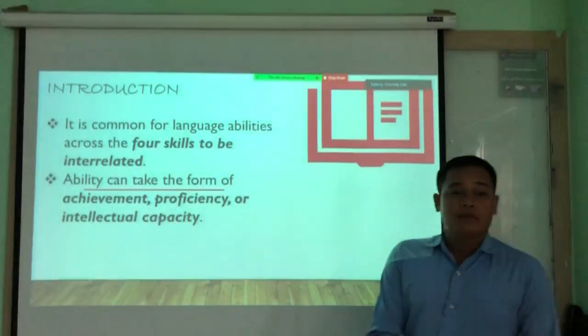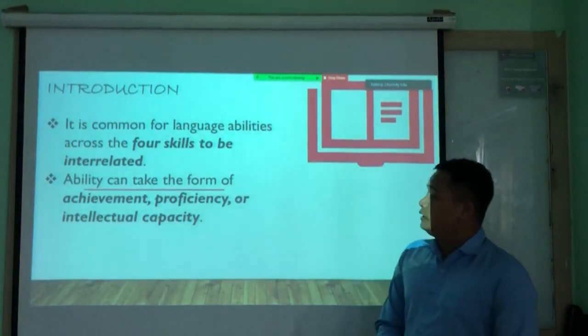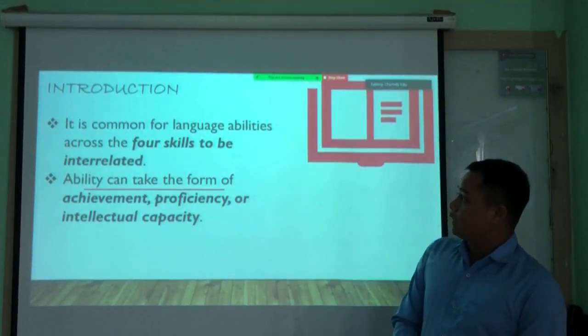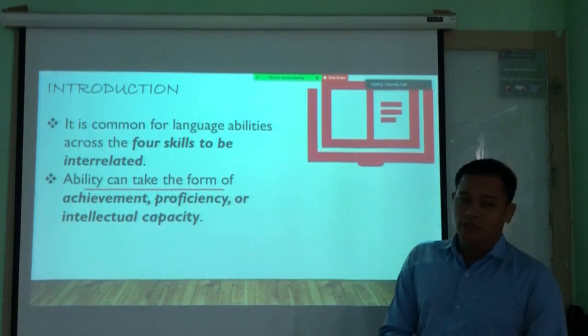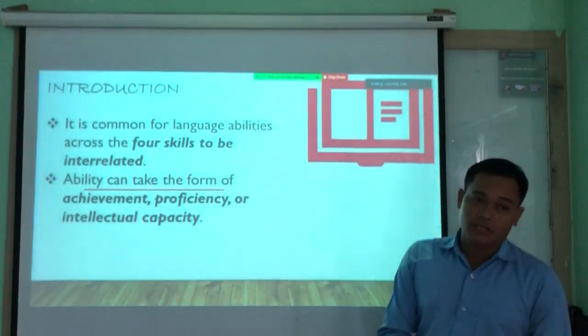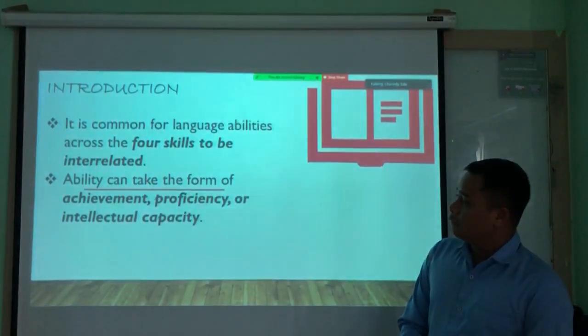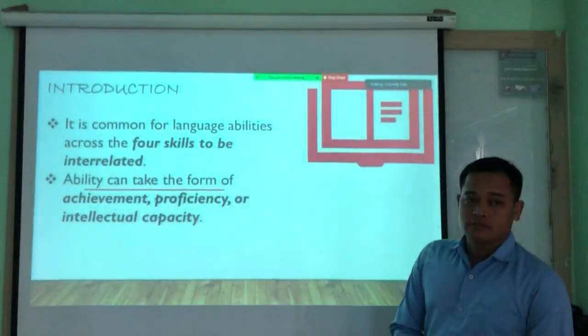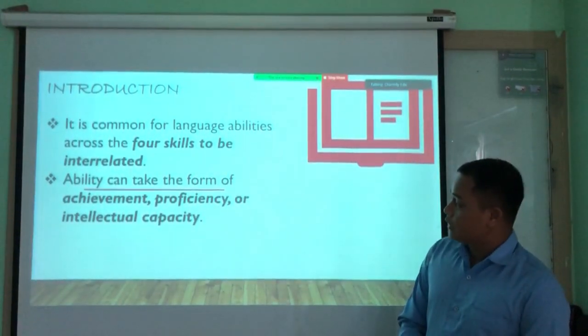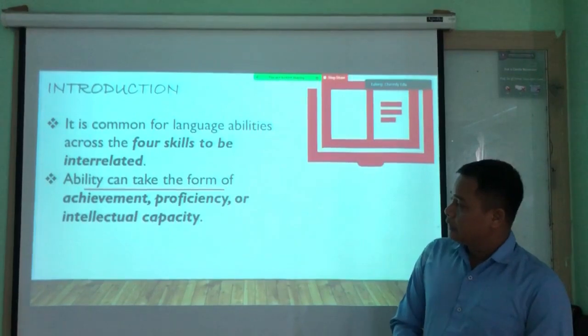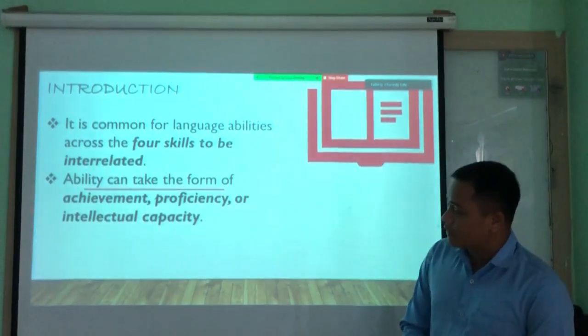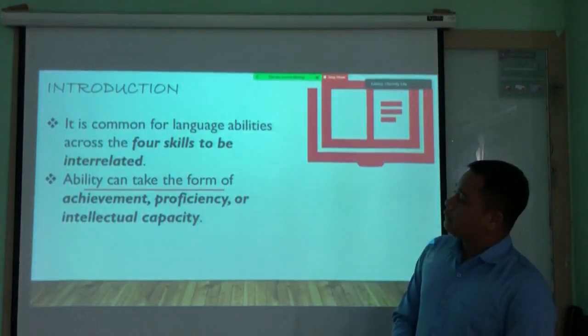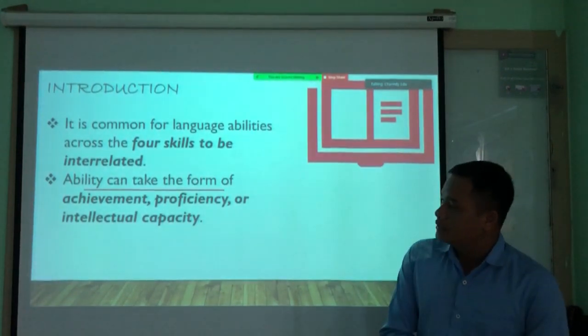Alright, so let me come to the introduction. Introduction is commonly for language ability across the 4 skills. As you can see, there are 4 skills of an English language test. So right now let me begin with the first until the 4th. Number 1 is talking about reading, listening, speaking, and writing. Those things we call 4 skills to be interrelated.